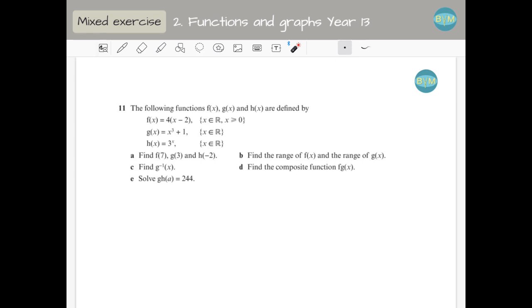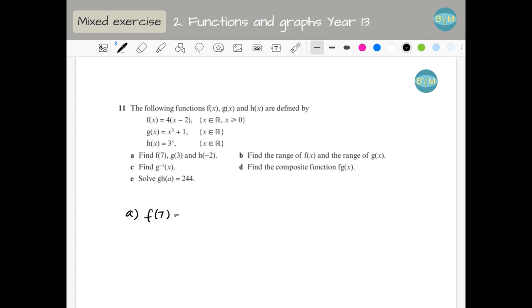Hello, this is question 11 on your mixed exercise 3 from year 13. You have three functions, f, g, h, defined this way. You have to find f(7), g(3), and h(-2). So we just need to substitute.